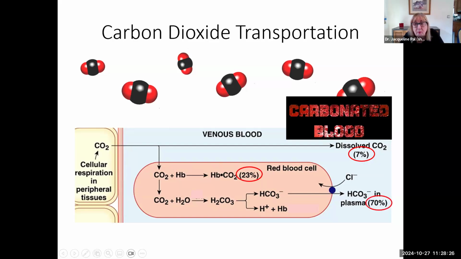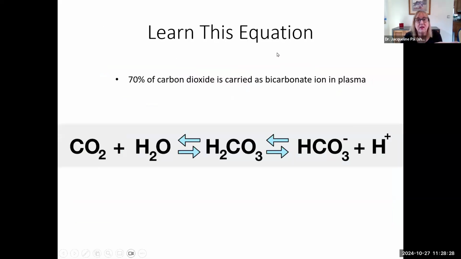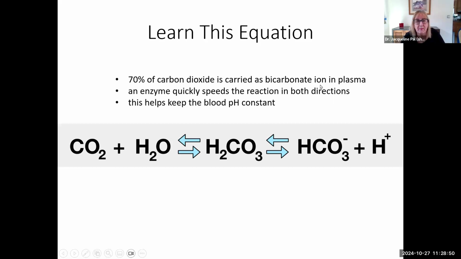Oh, so this is an equation that you must learn. So yes, it's going to be on test 4 and it's going to be on test 5. So 70% of your carbon dioxide is going to be carried as this HCO3 with a minus sign, which is called the bicarbonate ion. It's going to be carried in plasma.